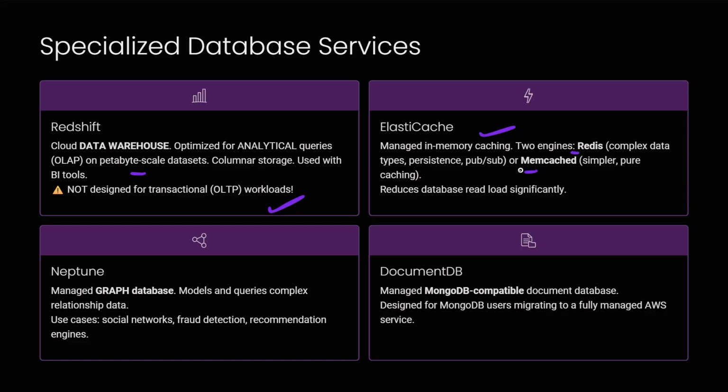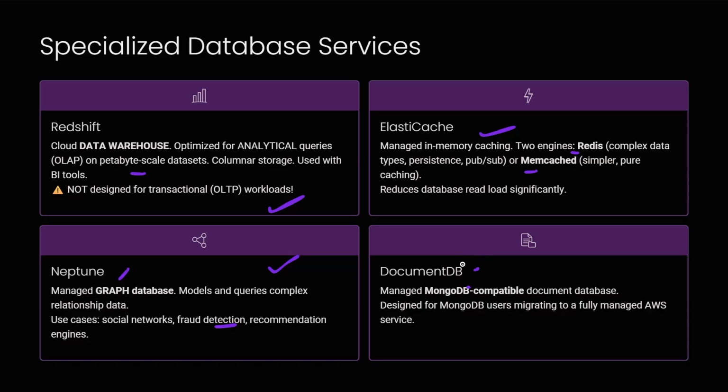The next database service is Amazon Neptune. Think of the Roman god of the sea. Neptune is a graph database. It's all about relationships. If an exam question mentions social networks, friends of friends, or fraud detection, it's Neptune. The next one is Amazon DocumentDB. Very simple. If a company uses MongoDB on premises and wants to move to AWS, they use DocumentDB.